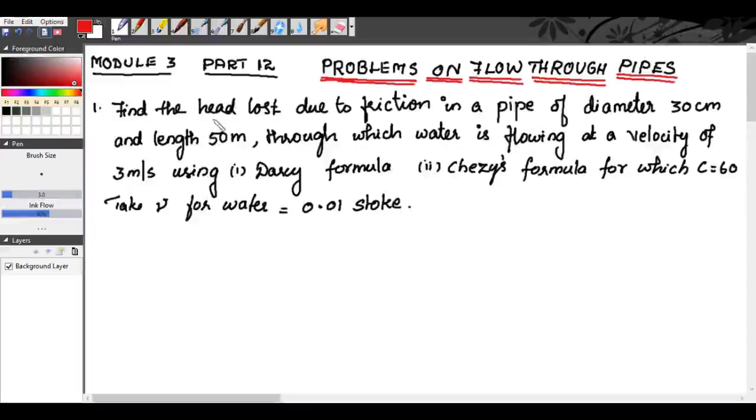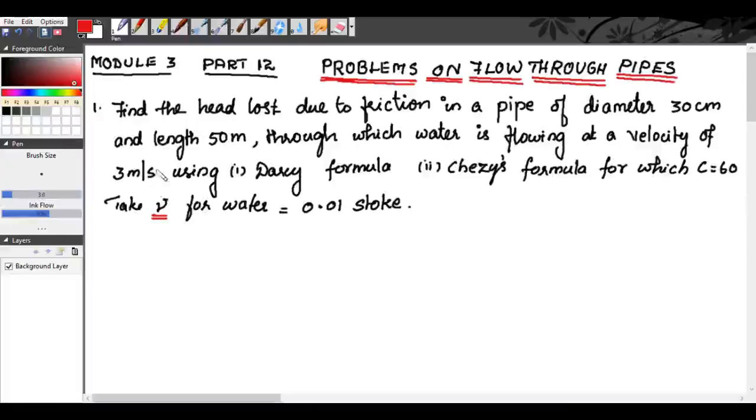So the first problem is: find the head lost due to friction in a pipe of diameter 30 centimeter and length 50 meter through which water is flowing at a velocity of 3 meter per second, using Darcy's formula and Chezy's formula, for which C is Chezy's constant, C equal to 60. Take nu for water equal to 0.01 stoke. So what is meant by nu? We have studied in our first module, nu means kinematic viscosity.